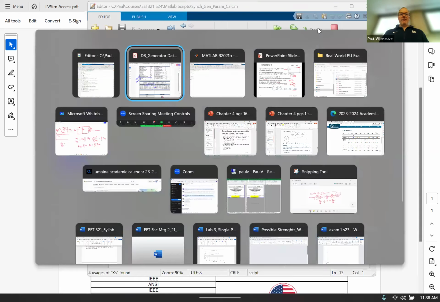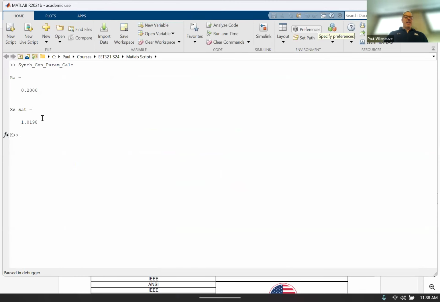All right, let's go back to MATLAB and see what it says. MATLAB says my calculation for RA is 0.2, which is what we had on the slides. And I'm sorry, Barzillai, I was wrong. I said it was 1.02. I wasn't exact, it's 1.019.